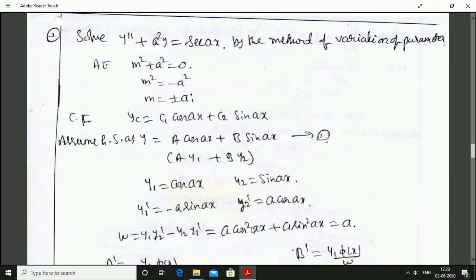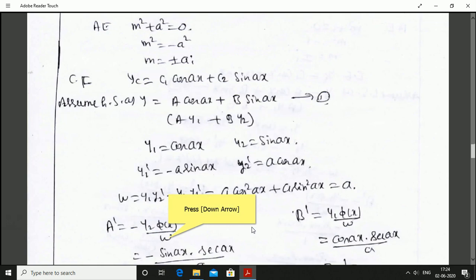Compute y1', y2' as well as W. y1' is the derivative of y1: the derivative of cos ax is minus a sin ax. y2' is the derivative of y2: the derivative of sin ax is a cos ax.